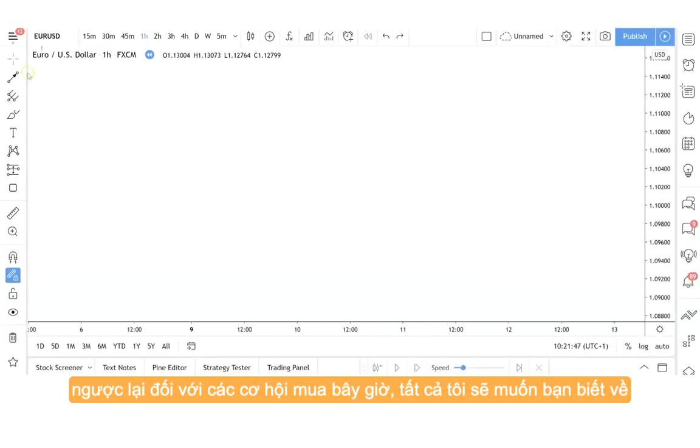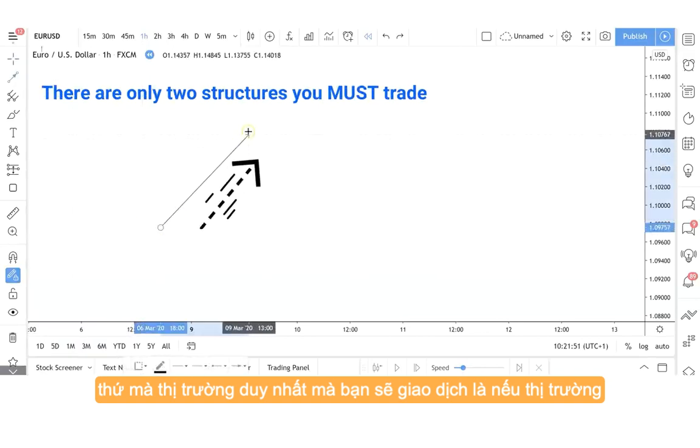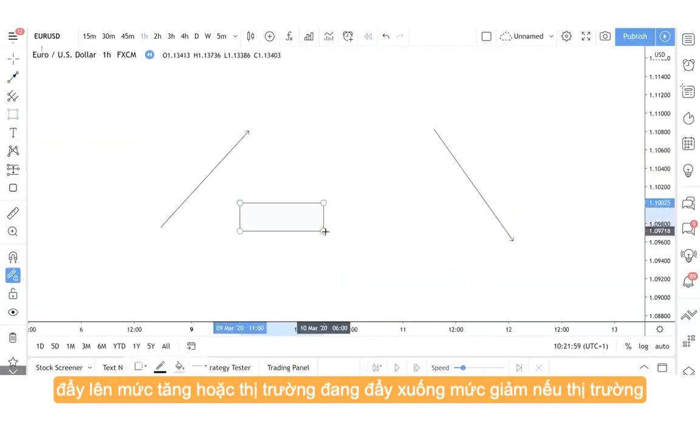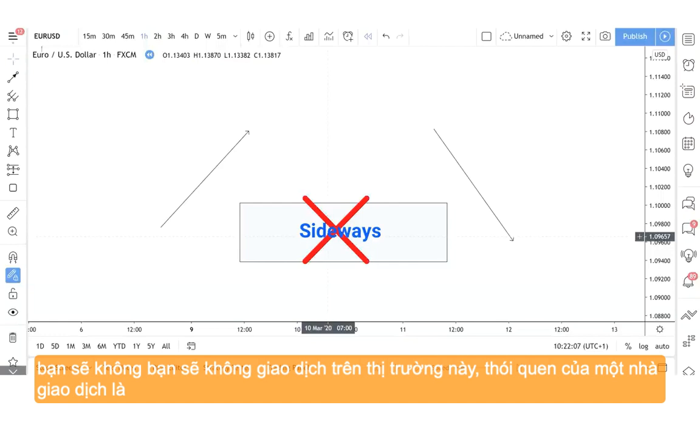Now, I also want you to be aware of something. The only markets that you're going to trade are when the market is pushing to the upside or the market is pushing to the downside. If the market is moving sideways and you do not identify a clear directional bias, then guess what you're going to do? You're not going to trade in this market.